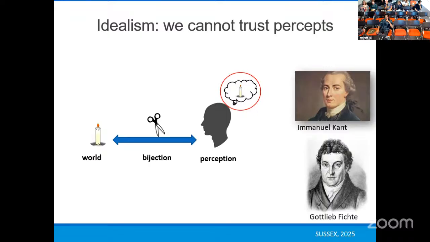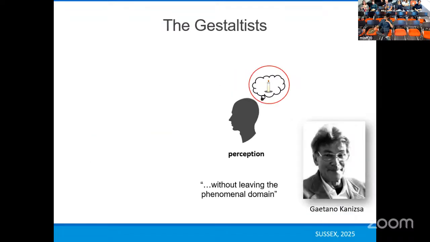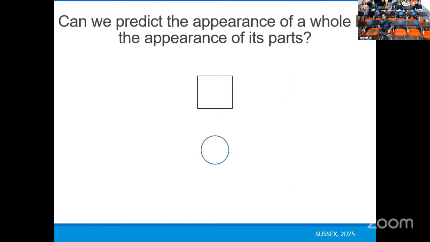Because to the external world, we have no direct access. And this was actually taken up by the Gestaltists, even though they were not Kantians. Historically this is a little bit complex, but they still believed in explaining perception just by the percepts themselves. Basically, they wanted to explain the perception of a whole by the perception of its parts. That was their idea. And of course, we can do something like this.